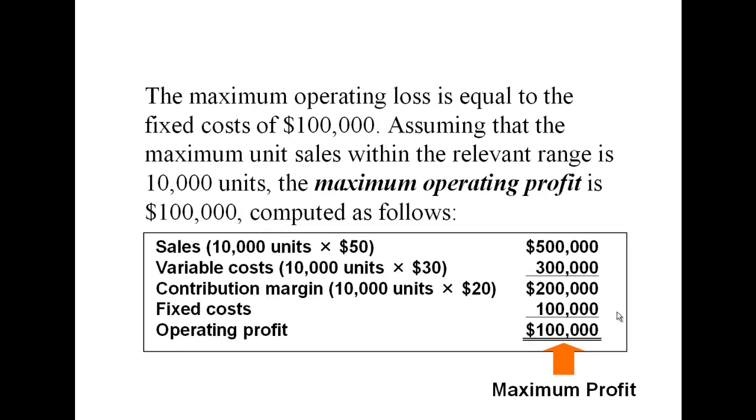Here it says the maximum operating loss is equal to the fixed cost of $100,000. If we don't produce anything, we're still going to have $100,000 of fixed cost. If we produce more, we're going to incur some variable costs, but at the level of 0, we have $100,000 of fixed cost. Assuming that the maximum unit sales are within the relevant range of 10,000 units, the maximum profit is $100,000 as computed below. Oops, there's a comma there that shouldn't be there. It should be a period.